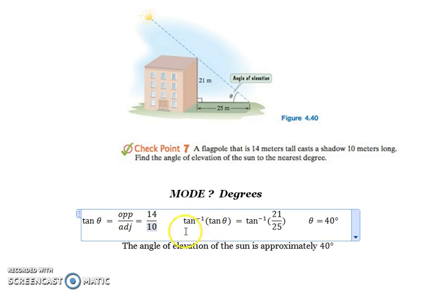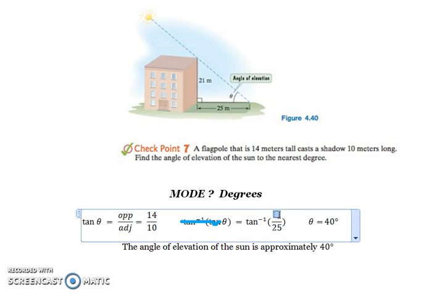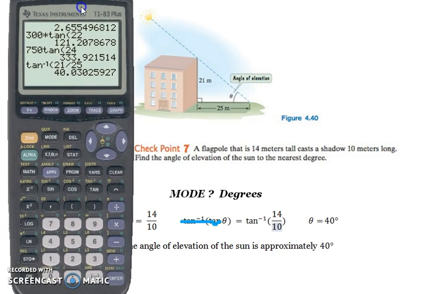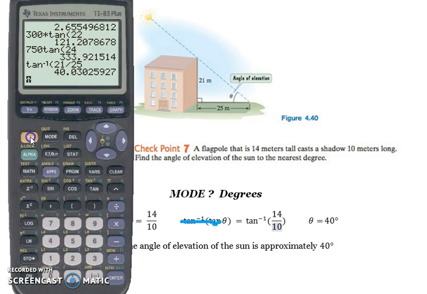So we're going to take the inverse tangent on both sides in order to get rid of this. Basically we want the tangent to go away, leaving just the theta. So we're going to do tangent, and again, I apologize, I had the wrong problem in here. It should be 14 over 10. And if we put that in the calculator, okay, so we're going to do second tangent because we want that inverse of 14 over 10.